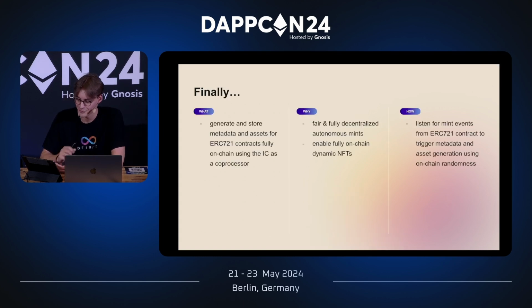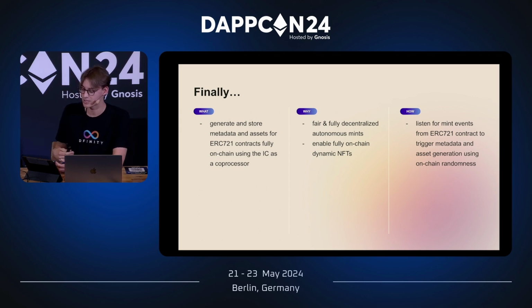So finally, what are we going to do? We are going to generate and store the metadata and the assets for an ERC-721 contract fully on-chain using the Internet Computer as a co-processor. Why are we doing this? Because generating assets and metadata off-chain bears the risk of rigged mints and centralization. Generating them on-chain is not really practical due to the extremely high cost associated with it. And storing them on IPFS doesn't really allow for dynamic NFTs in a decentralized way.